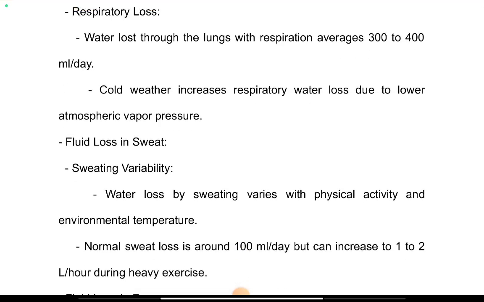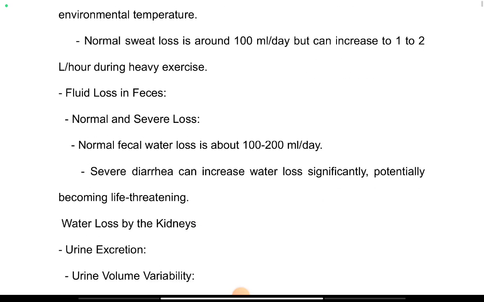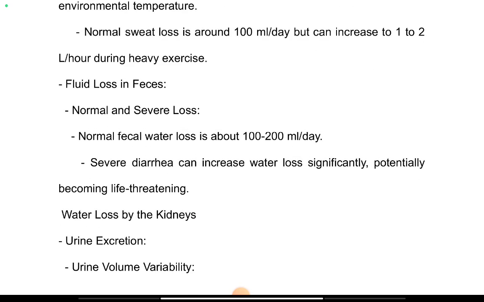So respiratory loss, this has been explained. And there is also loss from the feces, about 100 to 200 mil per day. And this can also disturb homeostasis in some diseased conditions, like a patient that has severe diarrhea. Just like the cholera epidemic that's happening in some parts of the country. In the case of cholera, fluid is being lost. Literally, your anus becomes something like a tap, just releasing fluid.